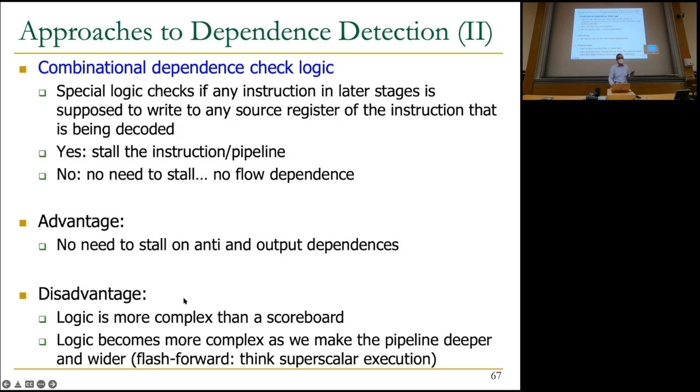The disadvantage is the logic is much more complex than a scoreboard. And the logic becomes even more complex as the pipeline depth increases. If the pipeline becomes deeper, 30 stages, or wider, meaning let's say you're doing 4 instructions per cycle. We didn't talk about that, but you can actually fetch 4 instructions also. It's called superscalar execution. This becomes a huge logic, basically. That's why scoreboarding is actually also good. But with your book's 5-stage pipeline, this is not bad. And your book uses this combinational dependence check logic. But we're going to also revisit this when we talk about out-of-order execution.